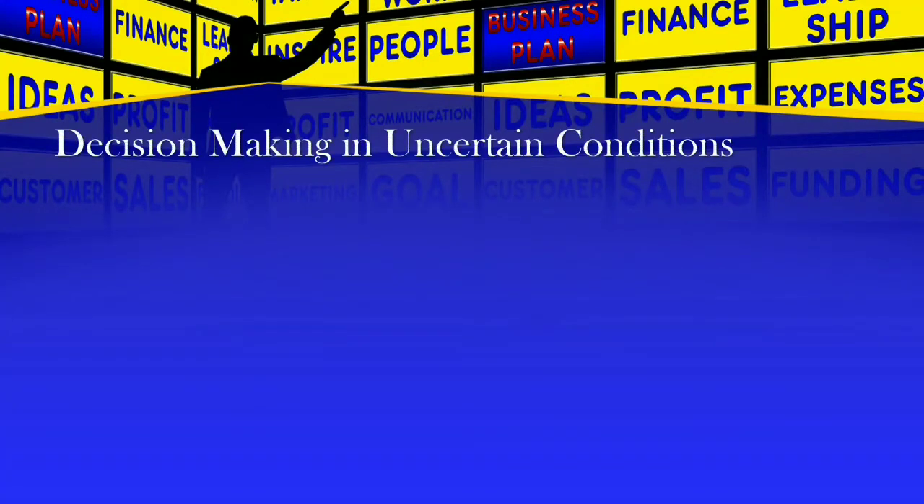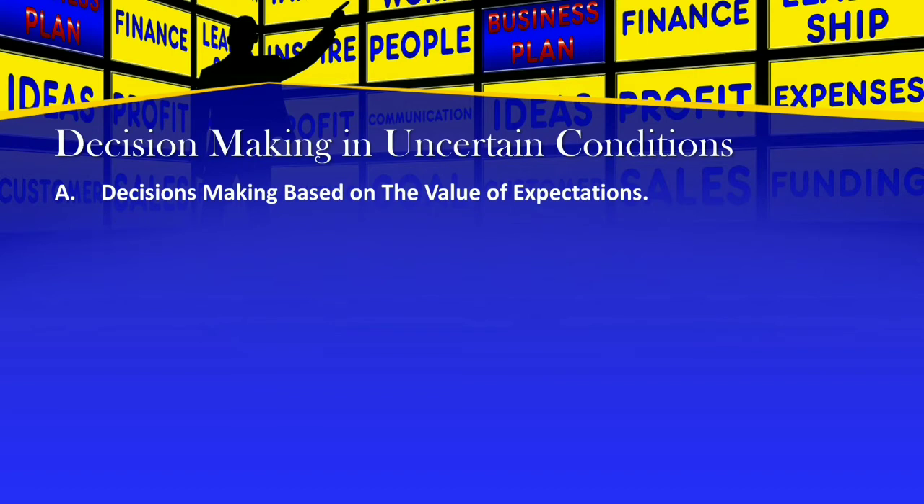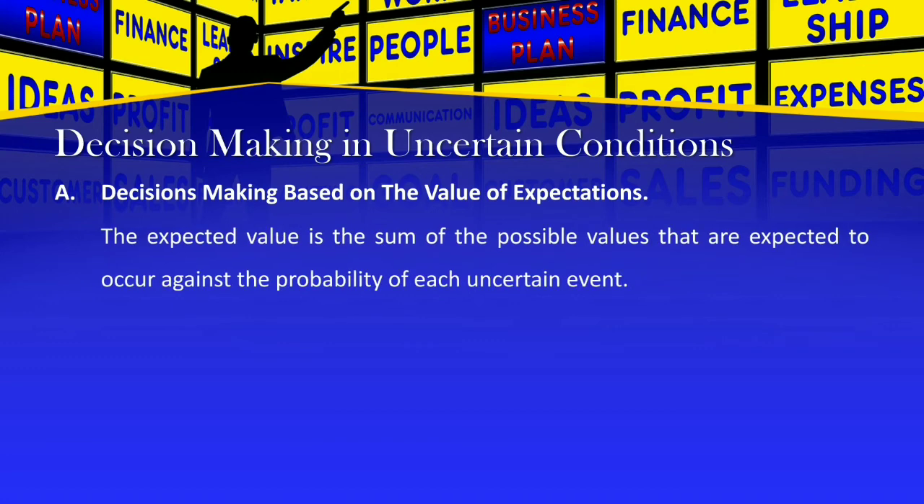Decision making in uncertain conditions. A. Decision making based on the expected value. The expected value is the sum of the possible values expected to occur, weighted by the probability of each uncertain event.